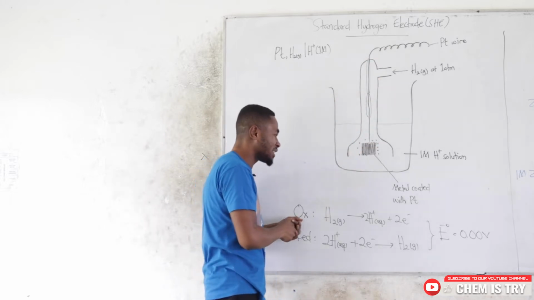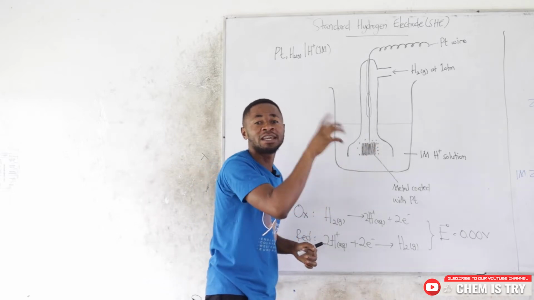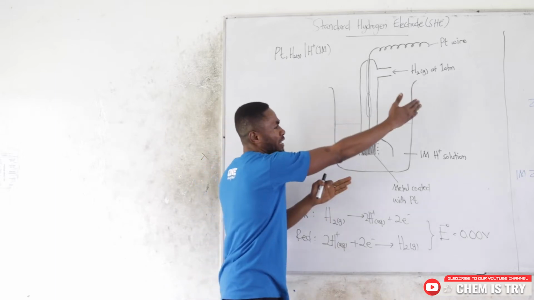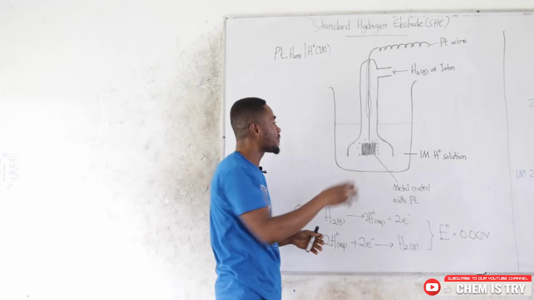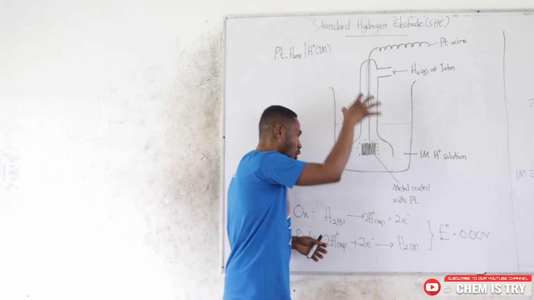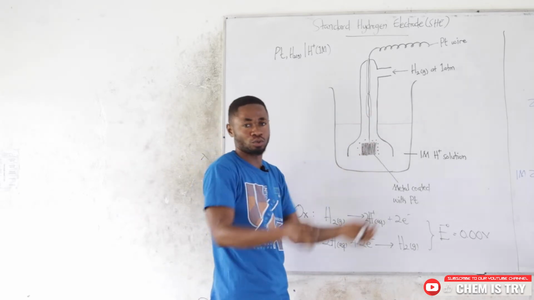However, if oxidation is occurring in the SHE, you will see no bubbles of hydrogen gas. So the moment you hook it up with another different cell and you realize there's no bubbles of hydrogen gas, remember, it is undergoing oxidation. That means the hydrogen gas is now losing electrons.